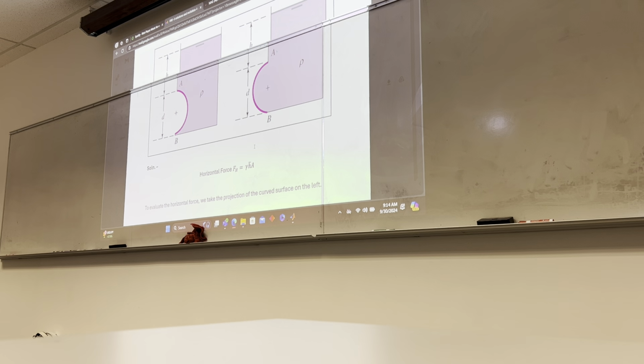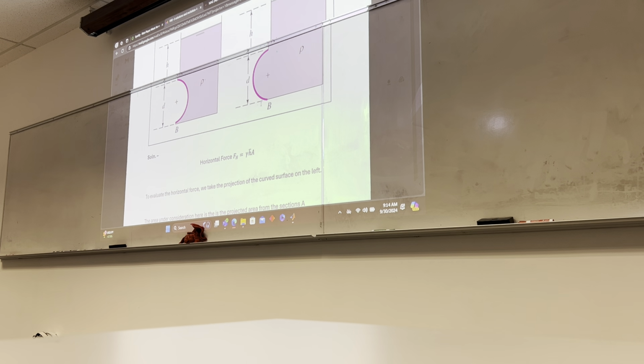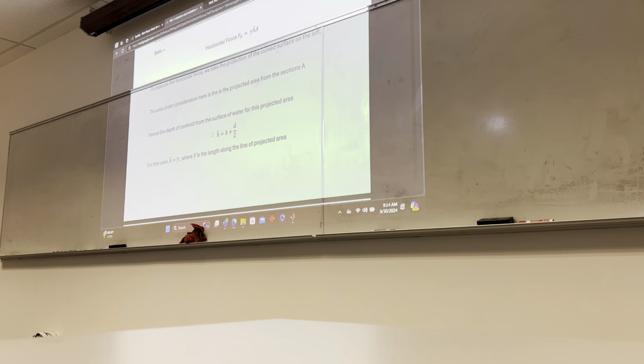So the horizontal forces on both are going to be the same regardless. Hopefully you can see that no matter what, because the height of the water is the same and it's the same projected area, but one is curved concavely and the other is convex. So that's that. This horizontal force is purely a function of height, so the height of the centroid. That's not too bad.